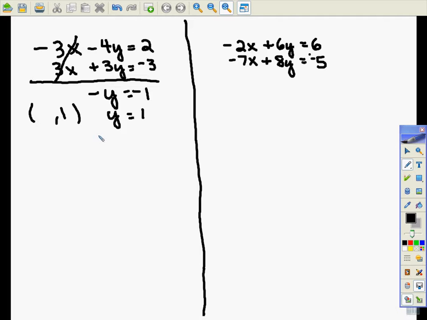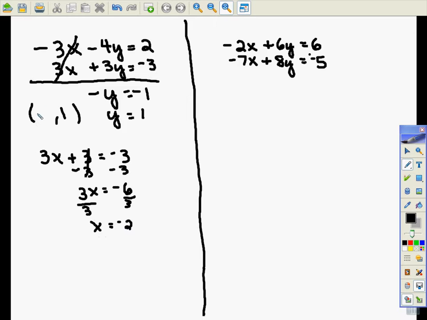Now, since I know what my y value is, I simply plug it into one of these two equations. So I'll plug it into the bottom. I got 3x plus 3 times y, which is 1, so 3 times 1 is 3, is equal to negative 3. I now solve the equation. Take away 3 from both sides. Get 3x is equal to negative 6. And so I divide both sides by 3, and my x is now negative 2. So now I can complete my ordered pair, and the solution to those two equations is negative 2, 1.